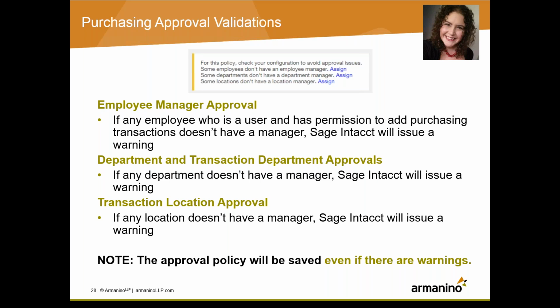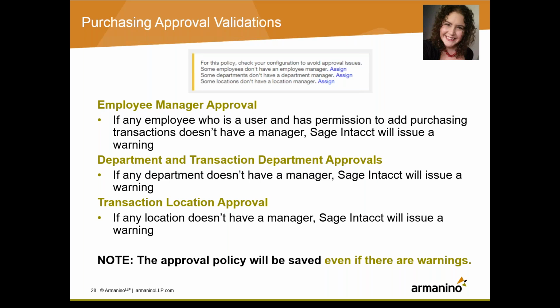Same thing with department and transaction department approvals. It'll look and make sure all the departments have managers. And with transaction location approval, making sure all the locations have managers assigned. So if there isn't one assigned, it's going to give you that checkbox, kind of warning box up at the top with the link. If you click on the blue assign, what it'll take you to is actually a filtered list view that's going to give you all of the employees without managers or all of the departments without managers. So you can go in and then assign them.